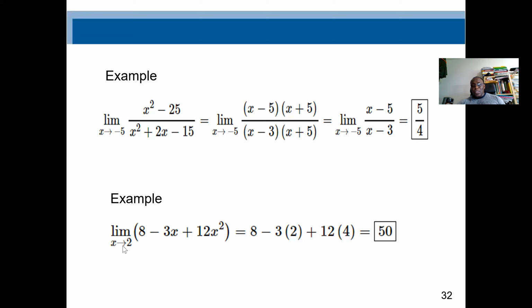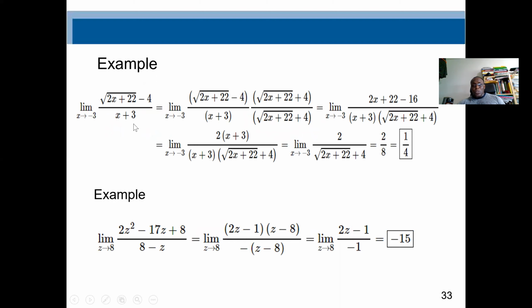Another example here. Since this is a polynomial function with no denominator, it's not a rational function. Let's try direct substitution, which may work; most of the time it works. So we get 8 minus 3 times 2 plus 12 times 2 squared, which is 4. So we get the answer to be 50.